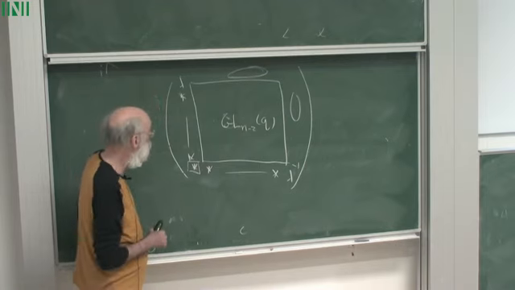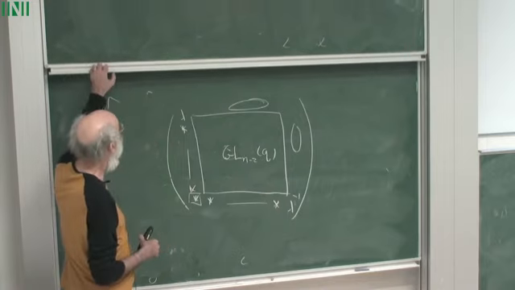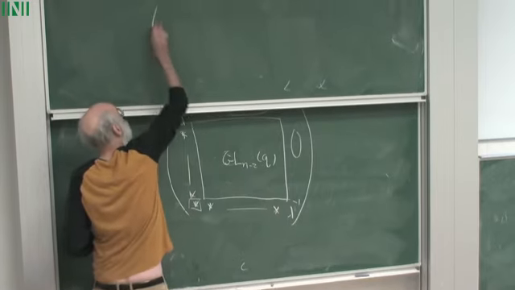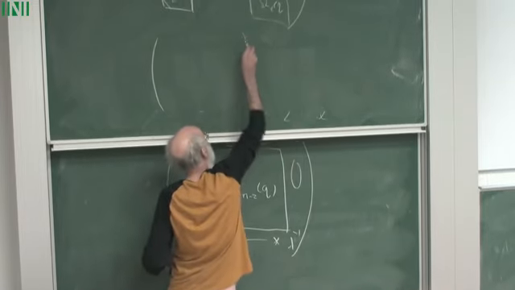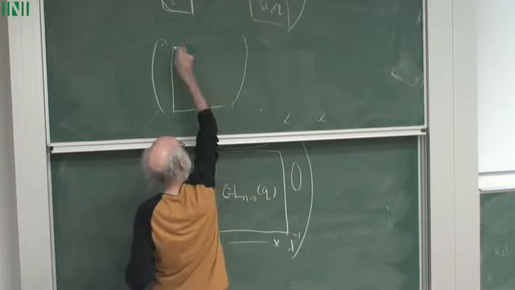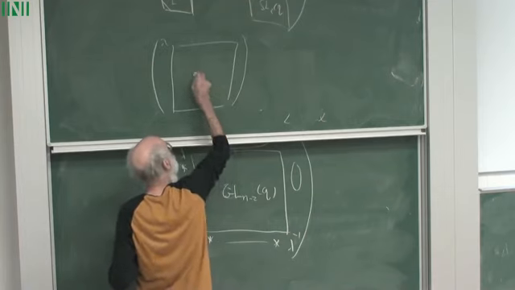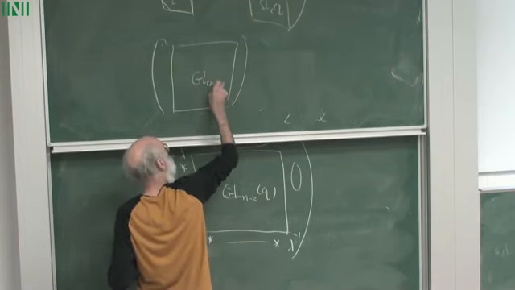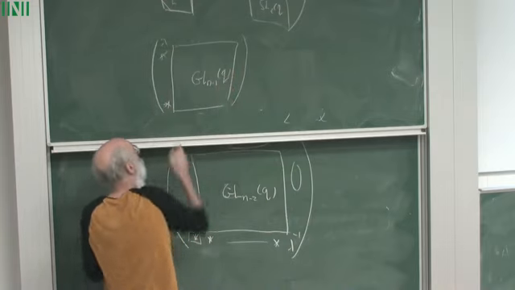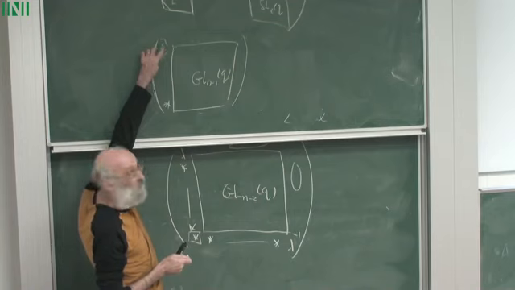And if I took a different parabolic subgroup, you can get YLs to be very big. So if I take this one, then the YL group is this whole thing up here.